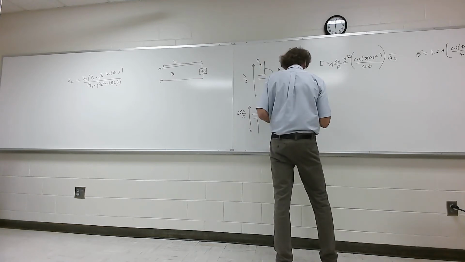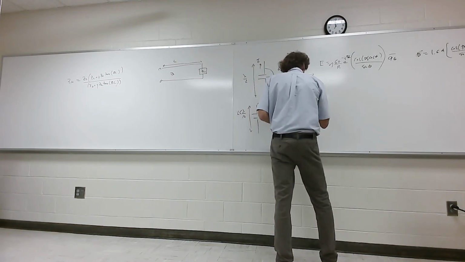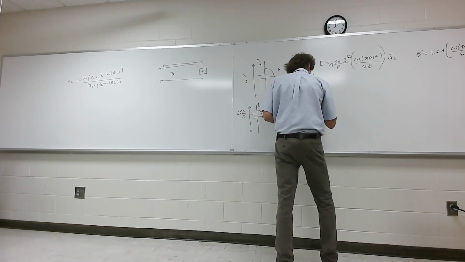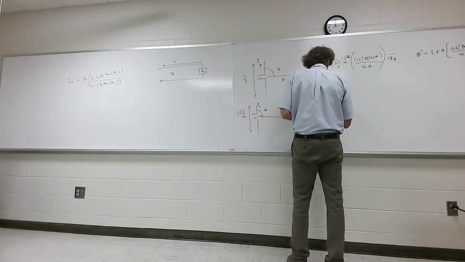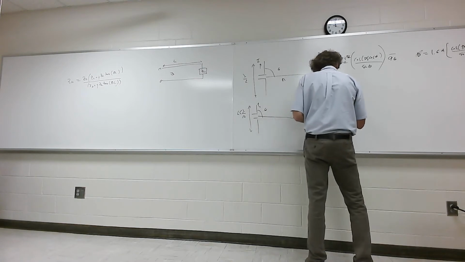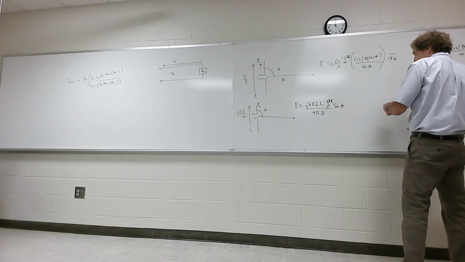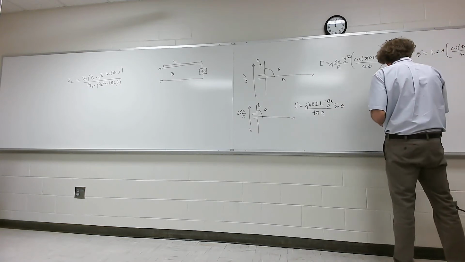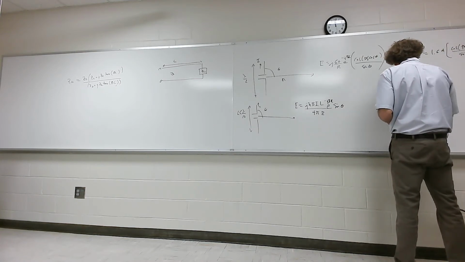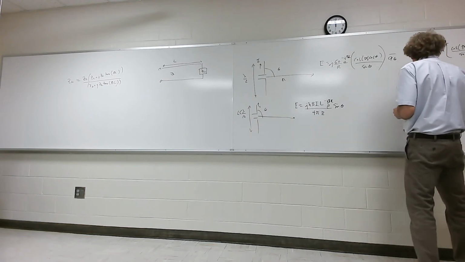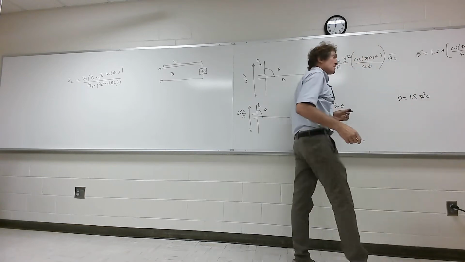Dipoles pointing in the Z direction. Electric field is J eta beta I times L over 4 pi R, times E to the minus J beta R, right? And then it's going to be times the sine of theta. And since this is a short dipole over here, the directivity of a short dipole is just 1.5 times the sine squared of theta.